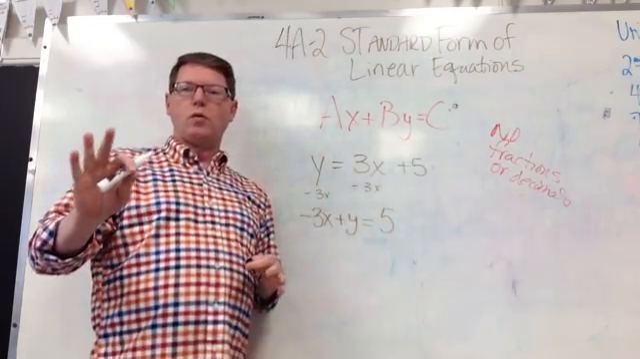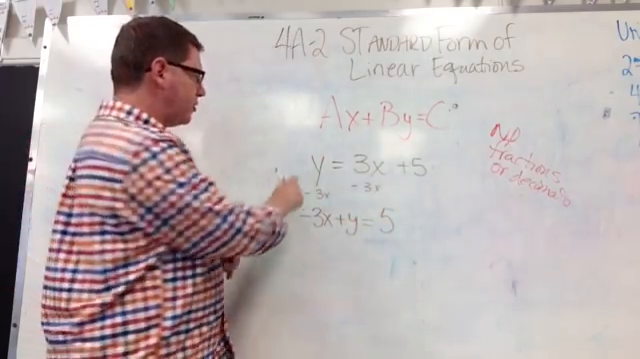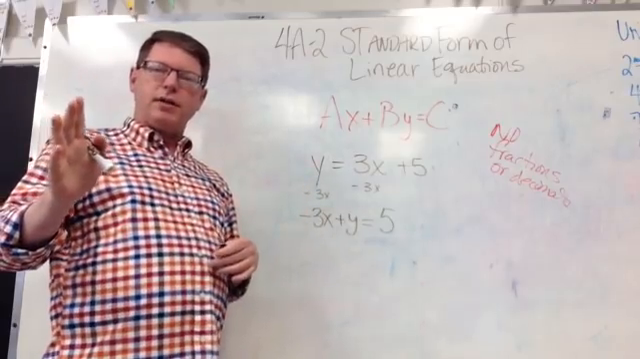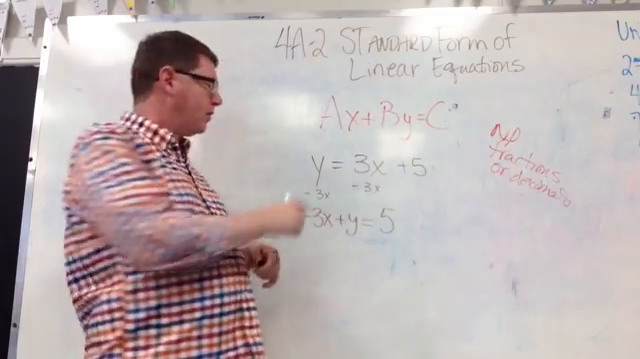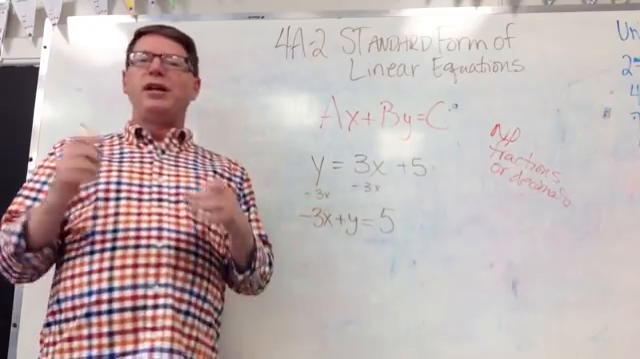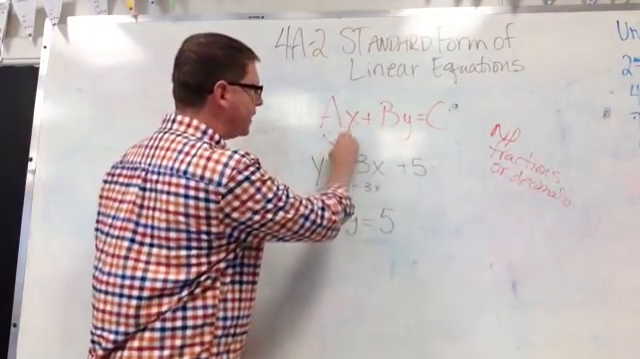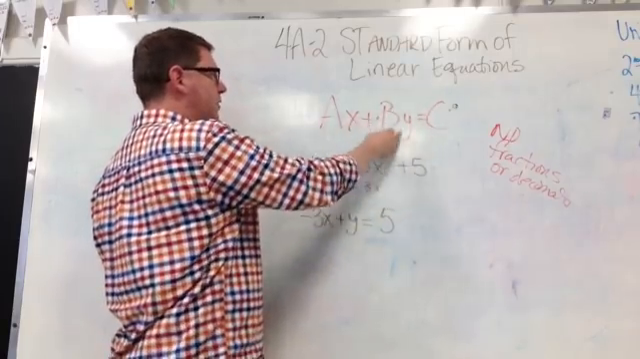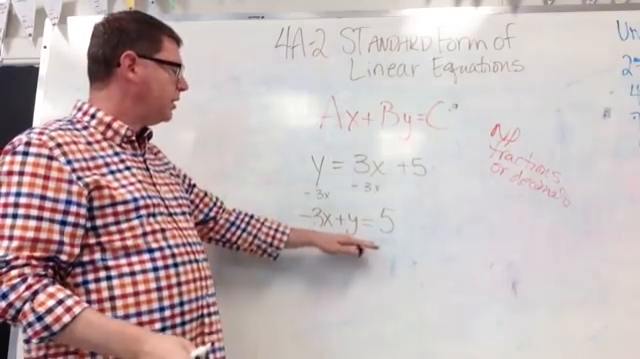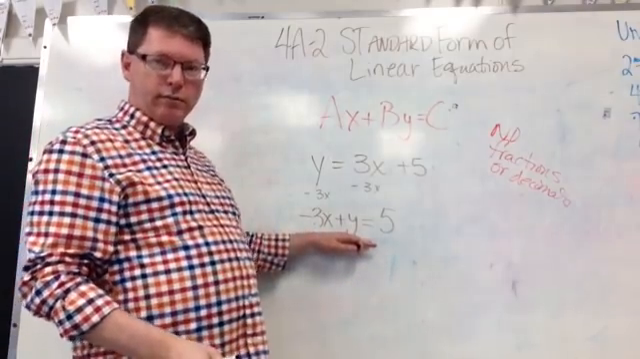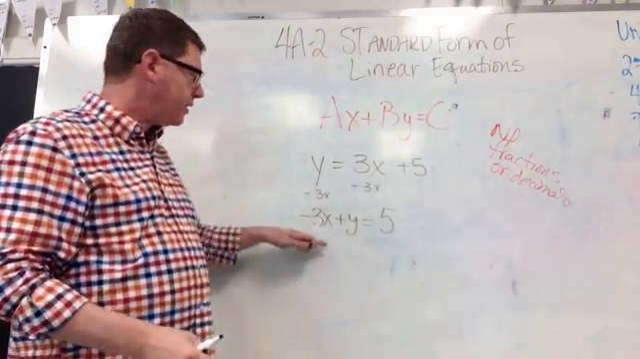And you're thinking, oh, whoa, Mr. Collins, you didn't do that right. It should be y minus 3x. You're right, it should be y minus 3x, but it can also be negative 3x plus y. Y is positive, 3x is negative, because I need it in standard form. AX plus BY equals C, where the x comes first, and then the y, and then the c. So in this case, A is negative 3, B is 1, and C is 5. I have x and y on the same side.